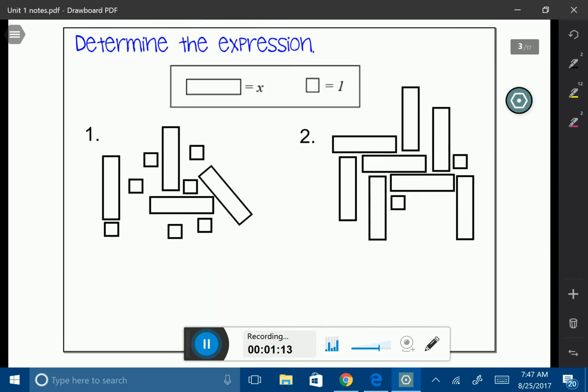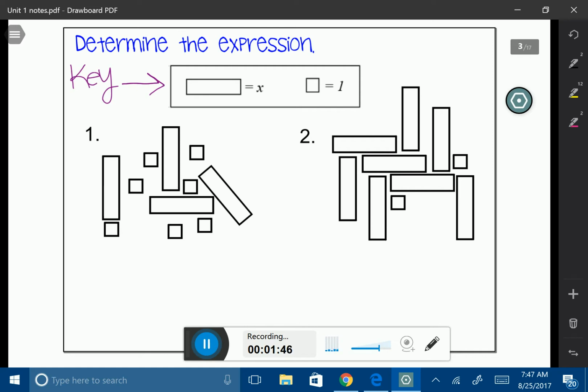All right, before we translate these back and forth, I do want to take a look at this. It says, determine the expression. Up here, you can see that we're given this little thing that we like to call a key. Sometimes this is also called a legend. So if you hear the word legend, it basically means the same thing as a key. It's saying, what do these two items represent? The rectangles represent the variable x, and the square represents the number positive 1.